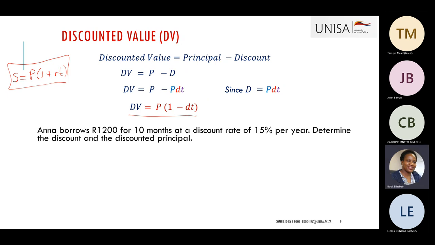Okay, so Anna borrows 1,200 for 10 months at a discount rate of 15% per annum. Determine the discount and the discounted principal. Here you can answer this question in two ways. First, we determine the discount, because that's what they asked us. What are the facts? 1,200 is what they borrowed, so that is our present value. 10 months is our T, but remember it will be 10 divided by 12 because it should be in years.